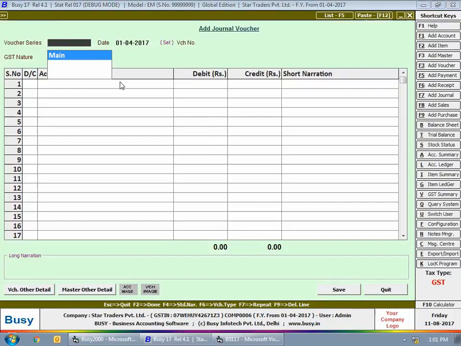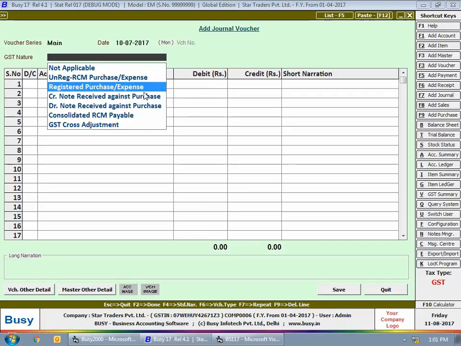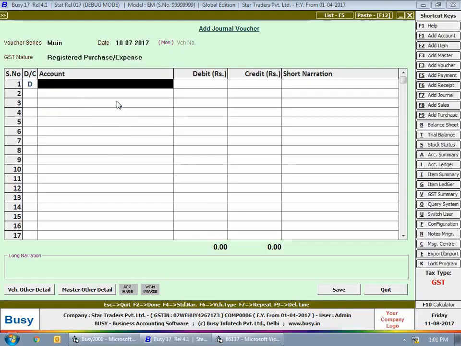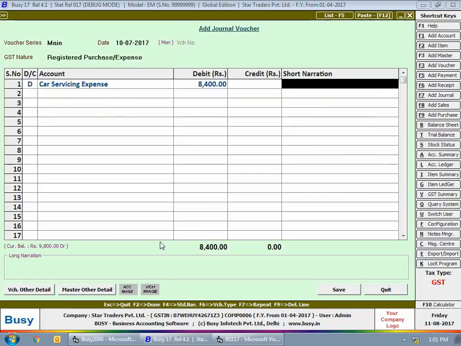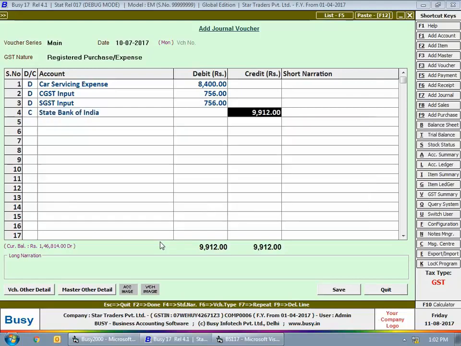We are entering a journal voucher for 10th of July and we are taking the GST nature as registered purchase / expense. We'll debit the car servicing expense account with 8,400 rupees. That is, we are assuming that we have given our car to a registered service center. In the previous transaction, if you remember, we took the same account, but we took the GST nature as unregistered RCM purchase. This is because in that transaction we assumed that we had taken car services from a roadside vendor who is unregistered, but in this case we have sent our car for servicing to a registered service center, where the service center owner will provide us the bill with our TIN number printed on it and GST included. This bill we can use for ITC eligibility.